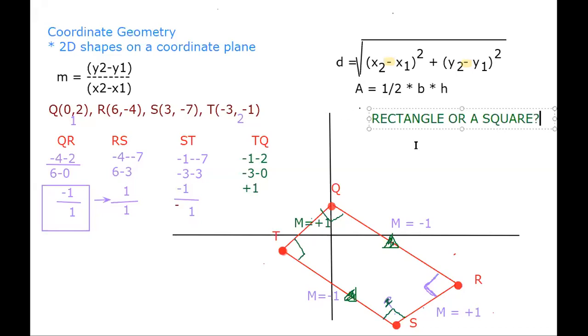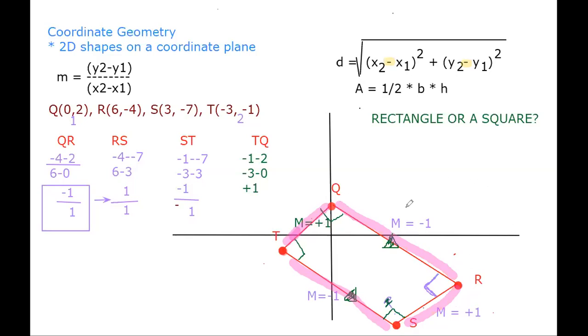Now, a rectangle or a square, the difference is the top and the sides would be different lengths. If this was a square, these two would be the same length, as well as this one and this one. All four sides would be the same length if this was a square. If it was a rectangle, one pair of those would be longer than the other.